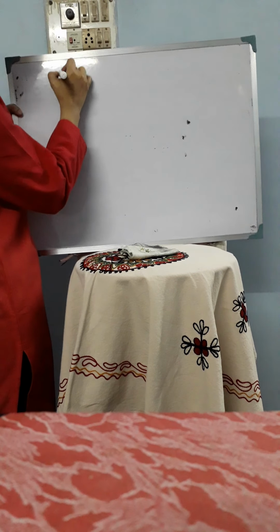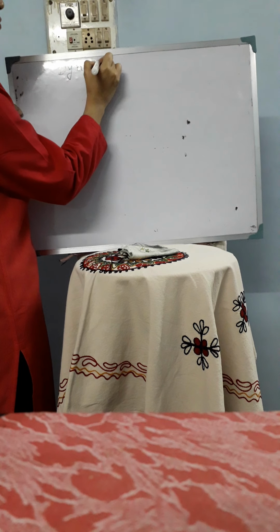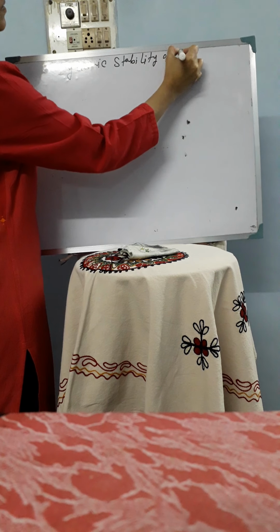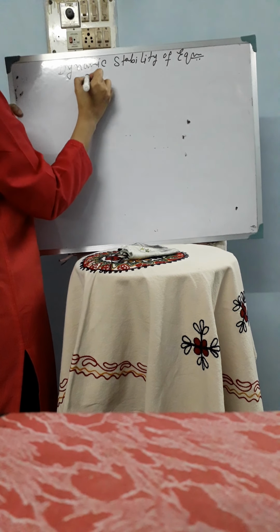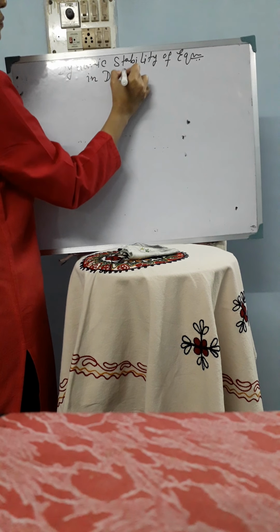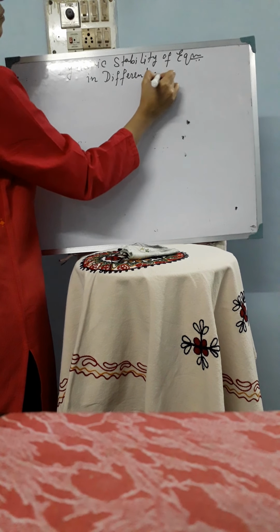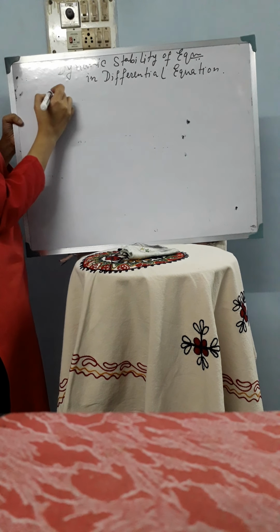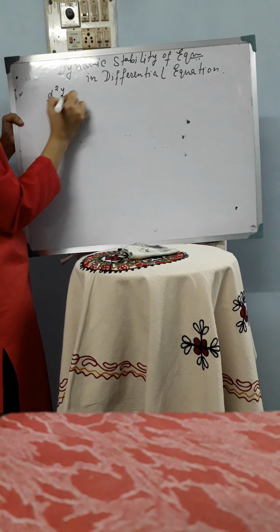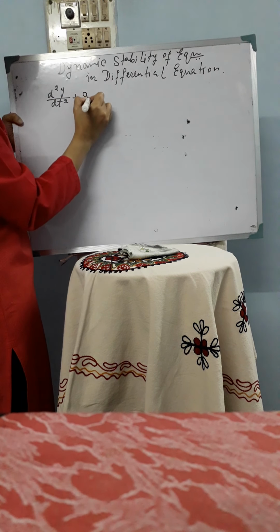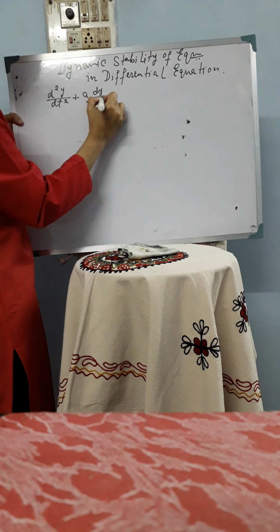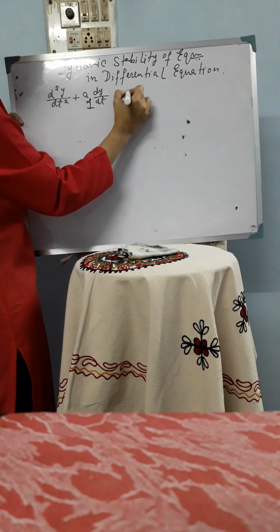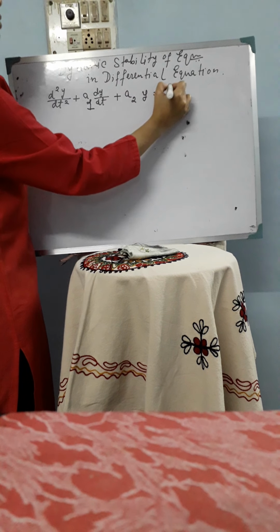Next we shall consider dynamic stability of equilibrium in a differential equation. A second order differential equation can be written as d2y/dt2 plus a1 dy/dt plus a2 y is equal to b.